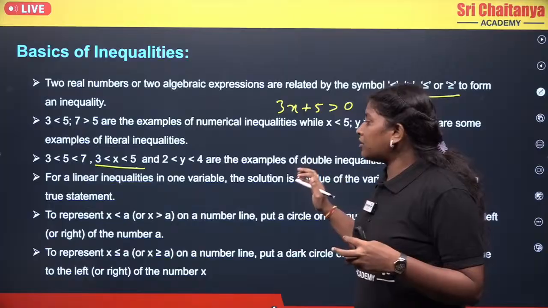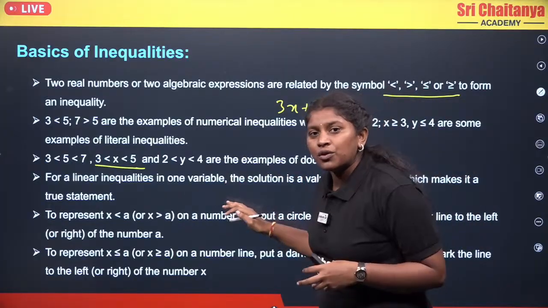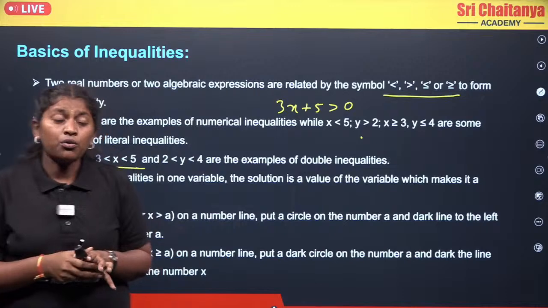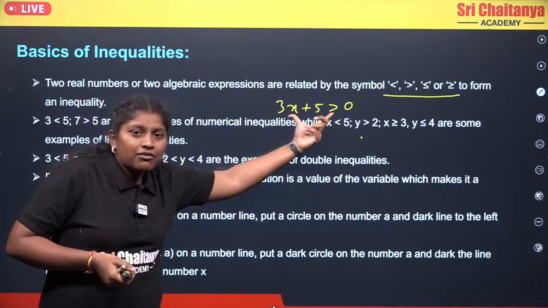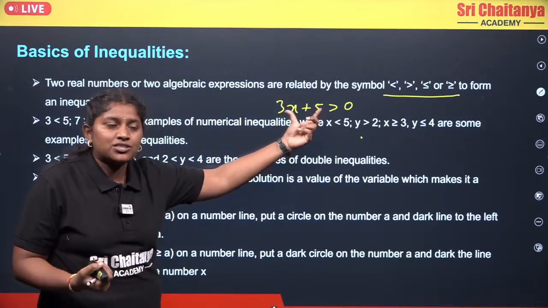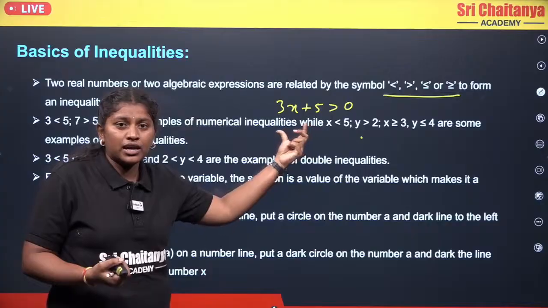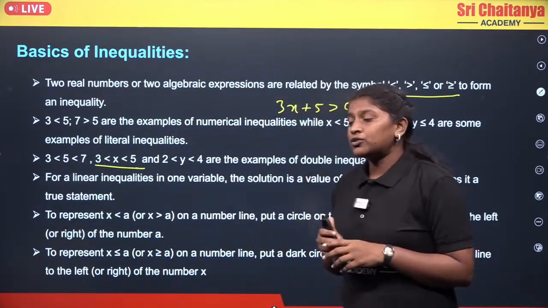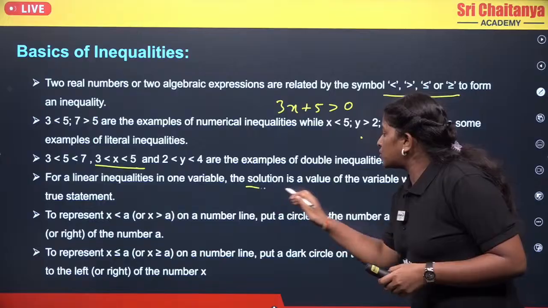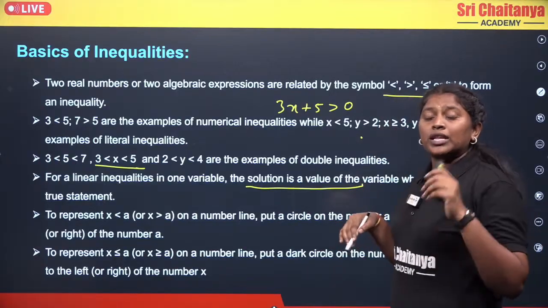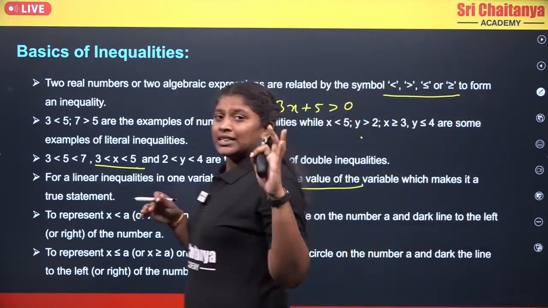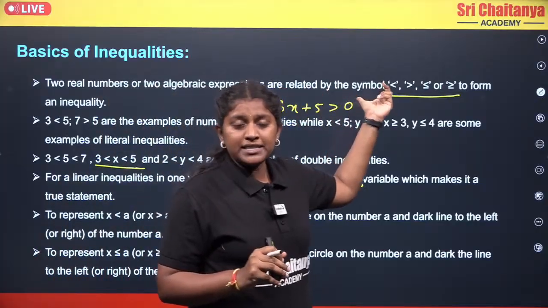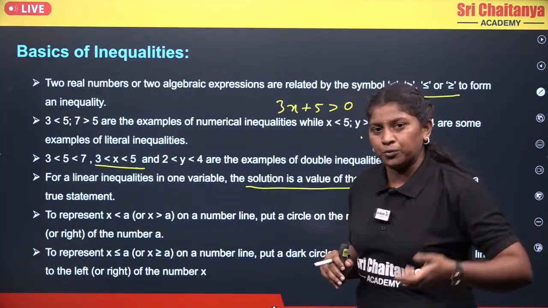Now whatever the possible values of x you are having, those will become your solution. So from this inequality, after doing the calculation, you will get a range for x, like an interval for x. Those values will become your solution. That solution means that the inequality will hold. It means the inequality will be true.